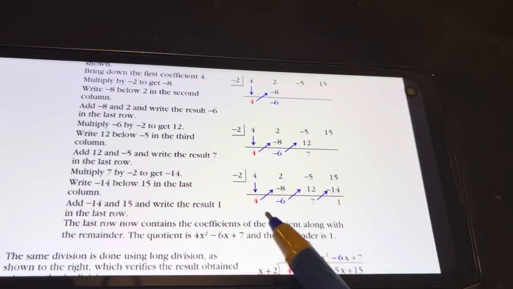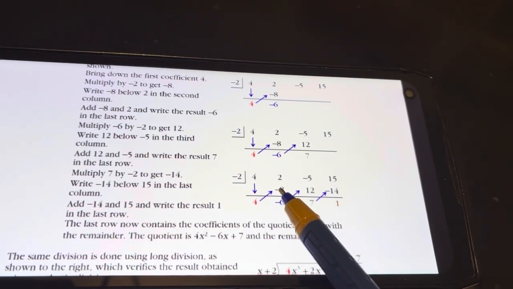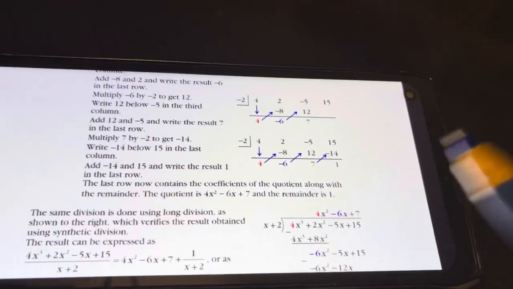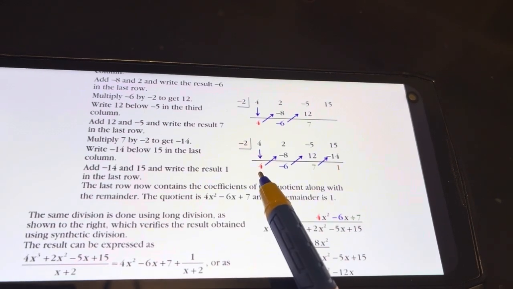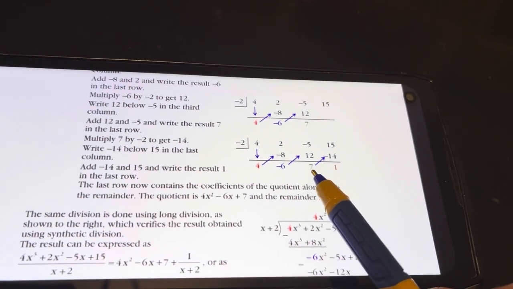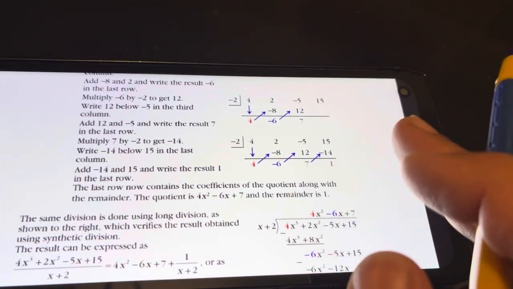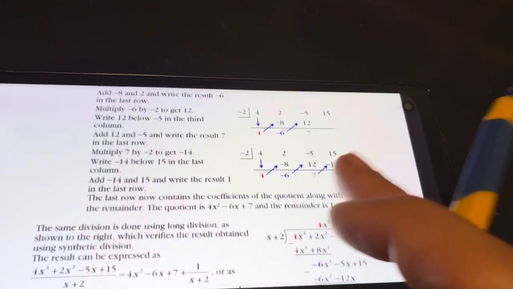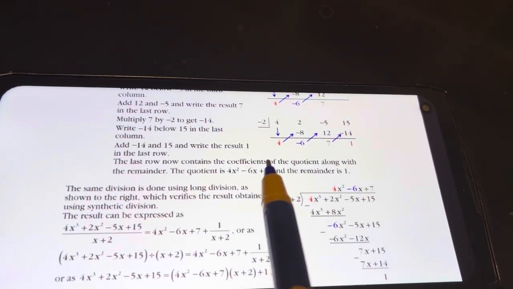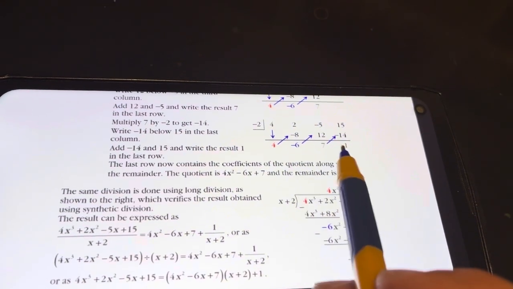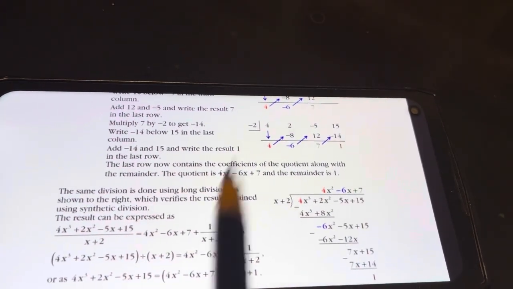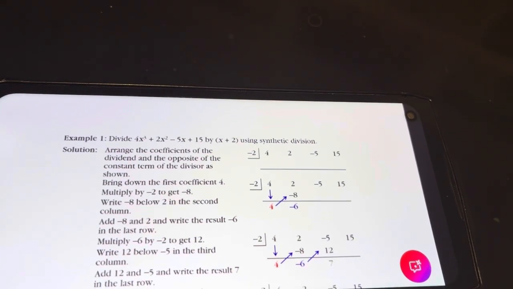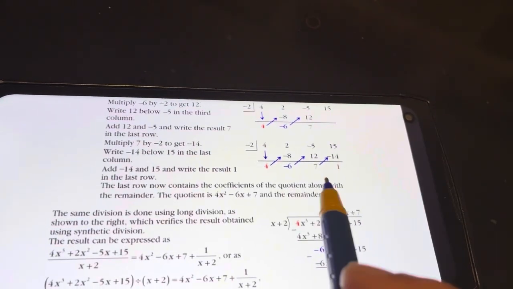So first you put the number 4, you multiply, then you put the answer, then you add. Multiply, put the answer, then add. Multiply, put the answer, then add. So your solution is 4x squared minus 6x plus 7, and the remainder is plus 1 over x plus 2. So this is called the synthetic division method, and your remainder is this one. If this is 0, then your remainder is 0. That means x plus 2 is a factor, or is a solution for the equation, if the remainder is 0. If the remainder is 1, that means you have a remainder.